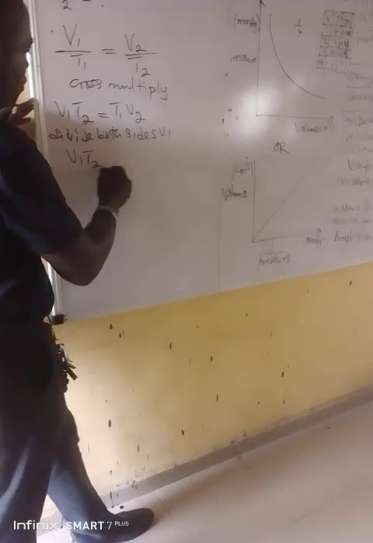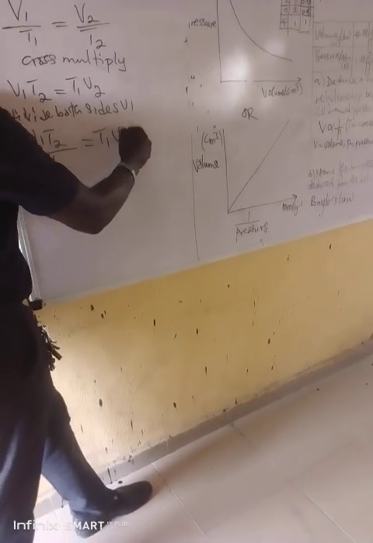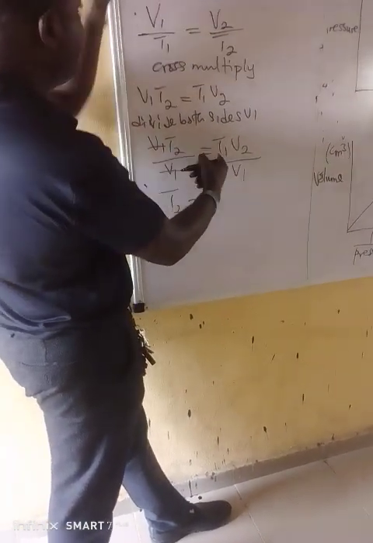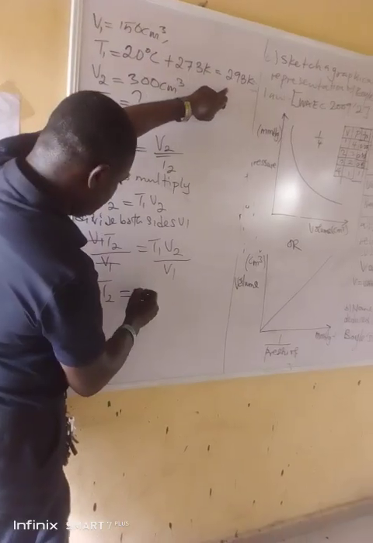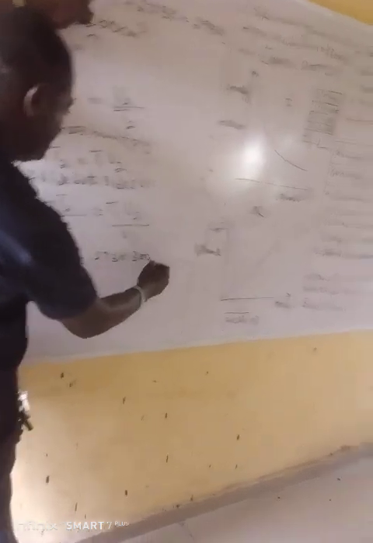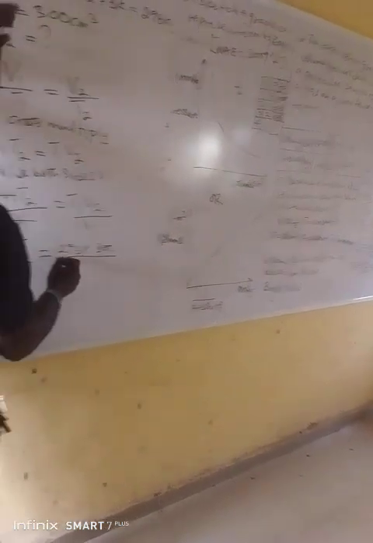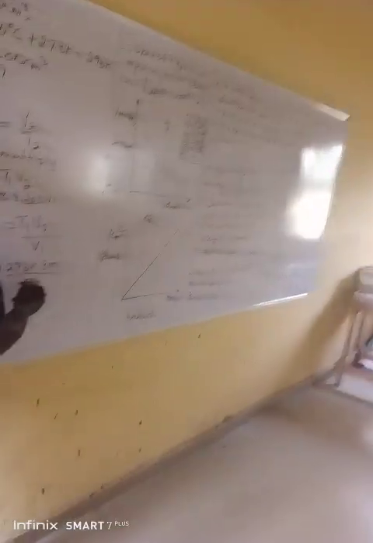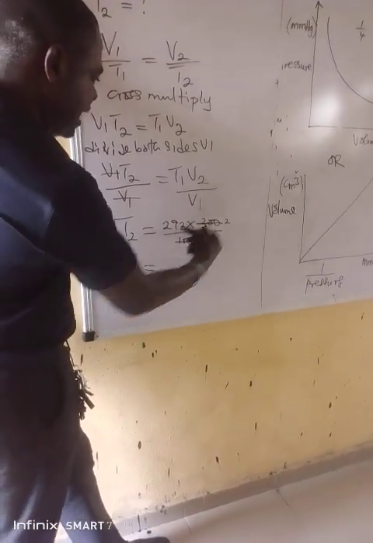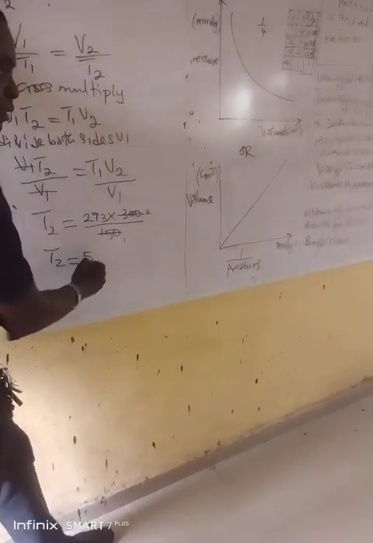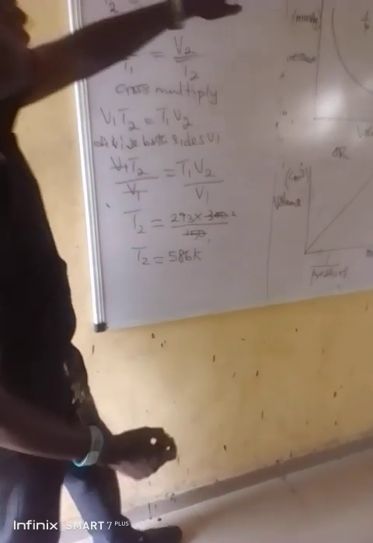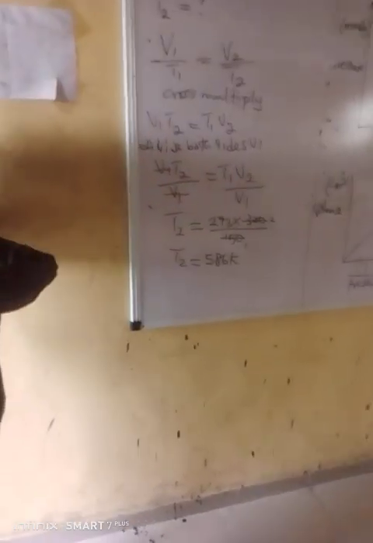I will now say V1 T2 over V1 equals T1 V2 over V1. So this one cancels. I have T2 equals T1, which is 293, times V2, which is 300, over V1, which is 150. So T2 now is 293 times 2, which is 586. What's the SI unit now? Kelvin, because the SI unit of the temperature we use here is also Kelvin. So this is where we are stopping.